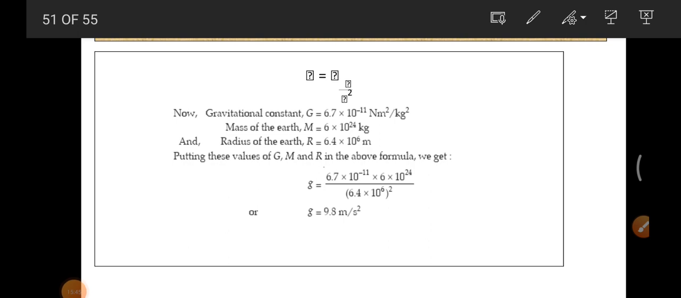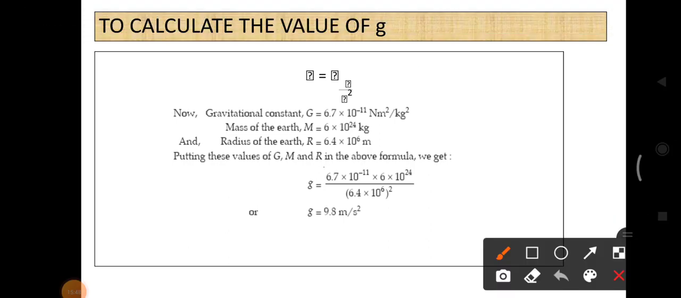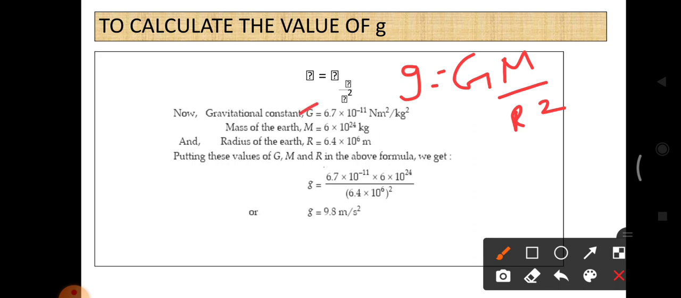You have to take this formula: small g equals capital G M by r squared, where the value of capital G is 6.7 into 10 power minus 11 newton meter square per kilogram square. The mass of the earth is also a constant, 6 into 10 power 24 kilogram. The radius of the earth is also a constant, 6.4 into 10 power 6 meter. Now you have to put these constant values in this equation.